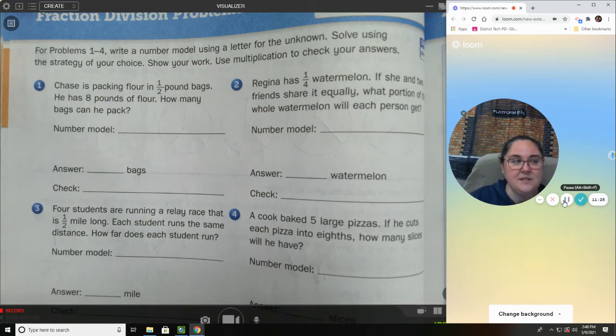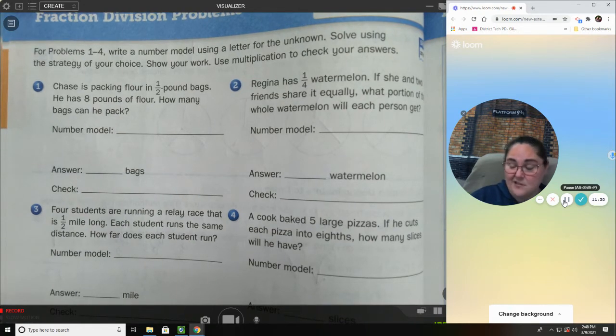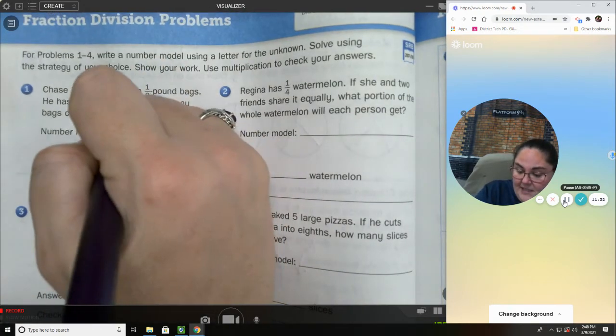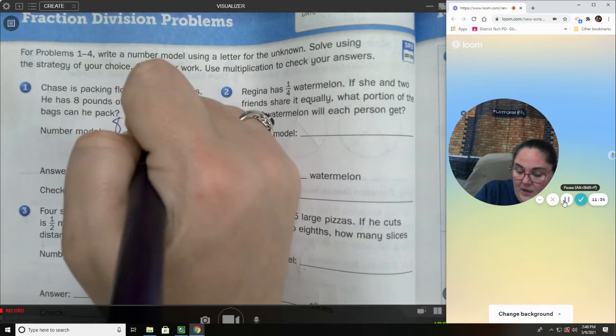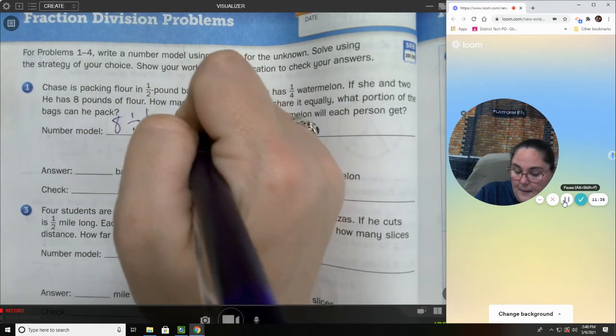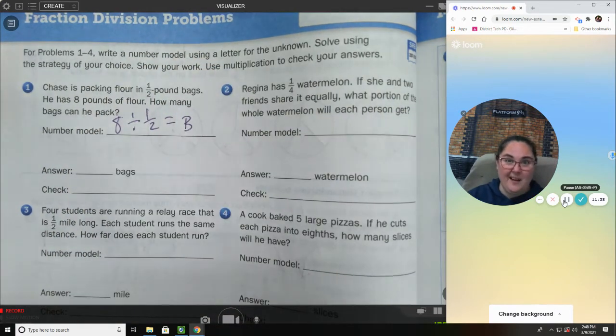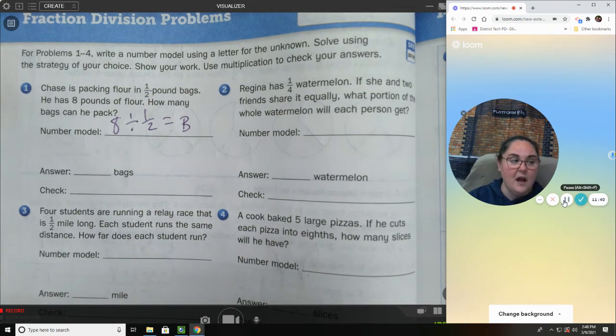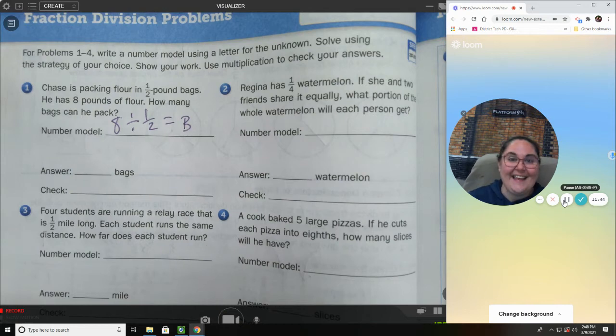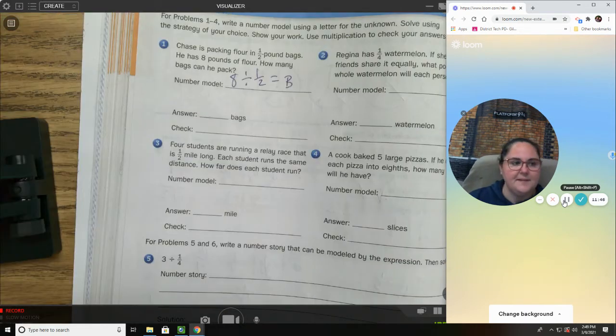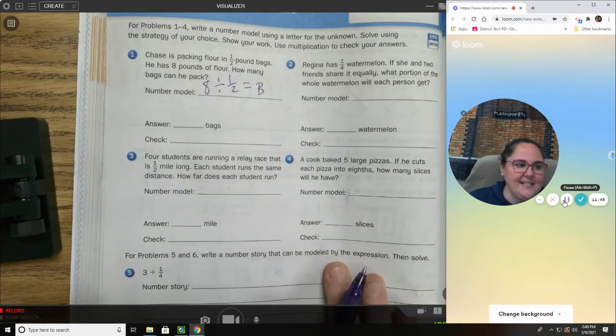So 8 pounds of flour, dividing it into what size bags? Well, 1/2. So we're going to do 8 divided by 1/2 equals B, because I need to know how many bags. Use any strategy that you choose and find the answer. Go. All right, 8 divided by 1/2.